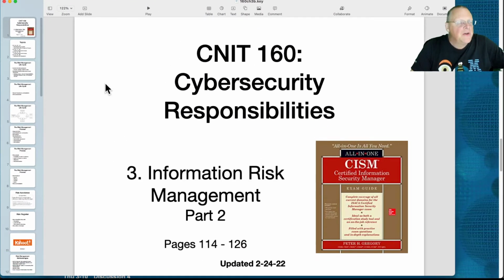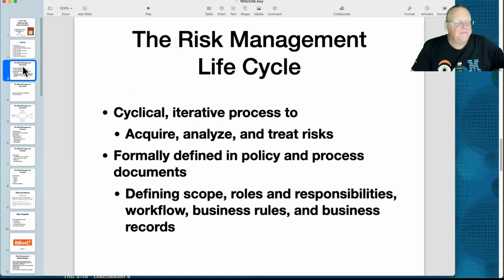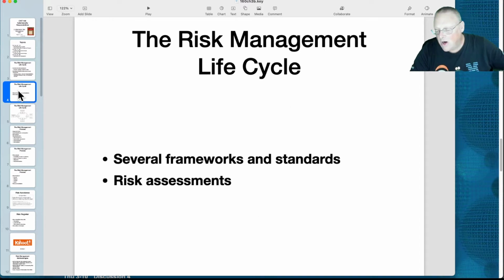So we're doing part 2 here, part of the risk management life cycle, and there's more of it coming next time. This is the iterative process to determine what risk is tolerable, analyze your risks, measure how much you succeeded in mitigating the risks, and then go around in a loop, improving your plans. There's quite a bit to it. You determine the scope of your risk management plan, the roles and responsibilities of the people, the workflow, the rules, and the records created. There are several frameworks and standards being used out there.